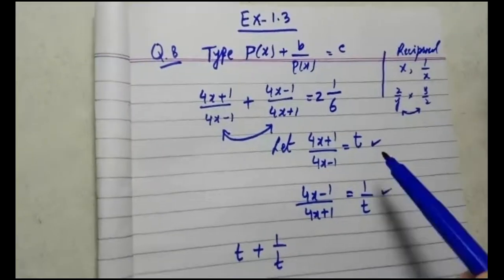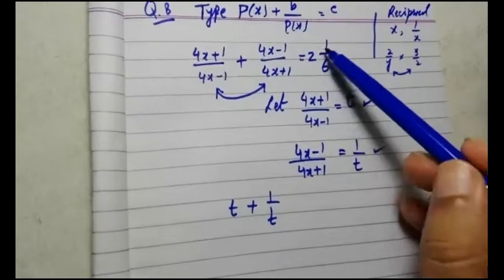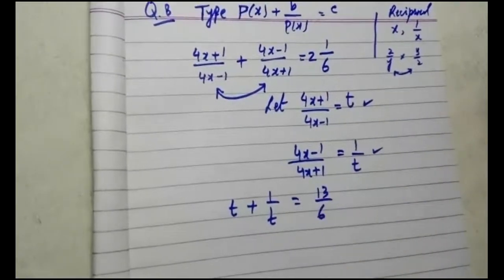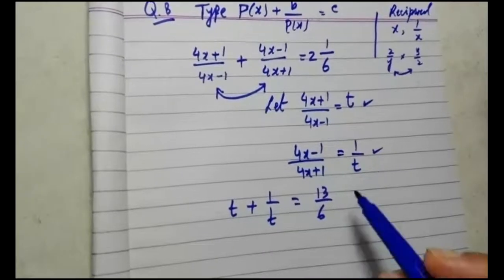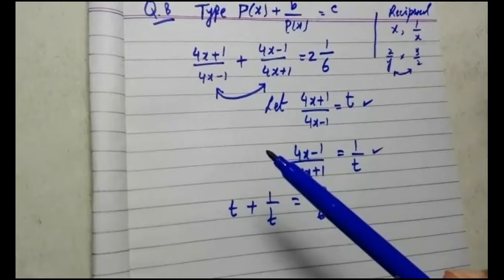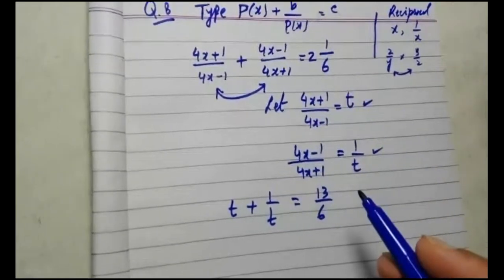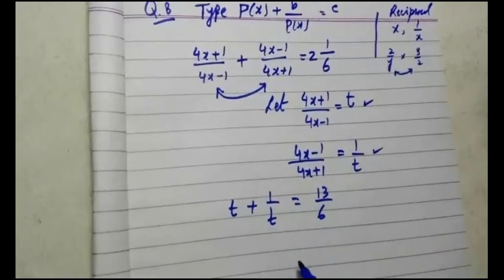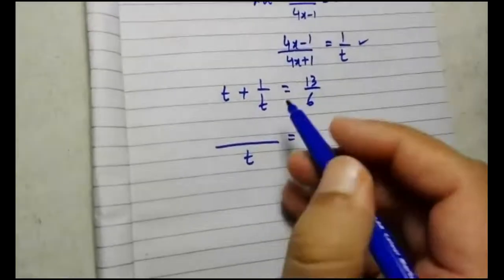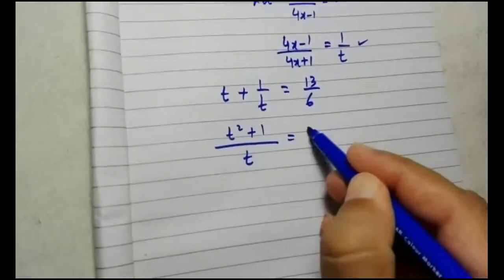So substituting these two values right here in place of this, we get t plus 1 over t equals 13 by 6. The first target that we have to attain is to reduce this question into a quadratic equation, and then we will proceed further. The first task is to convert this question into the form of a quadratic equation. So what will you do? You will take the LCM and solve it. It will become t squared plus 1 over t, equals 13 by 6.